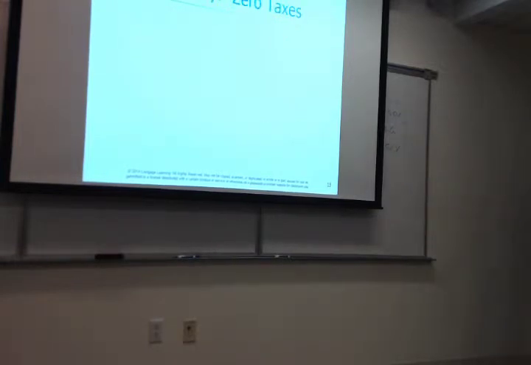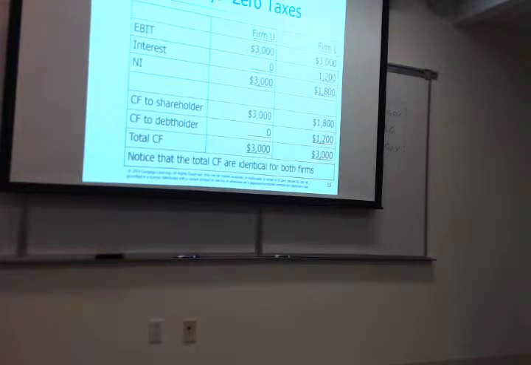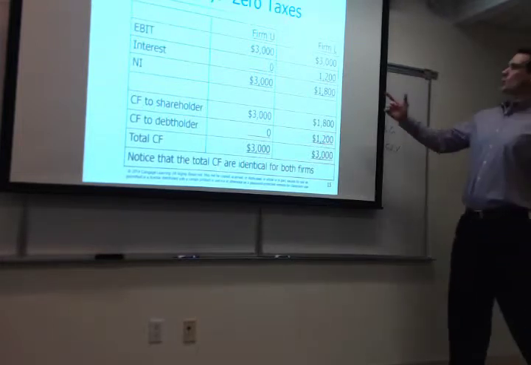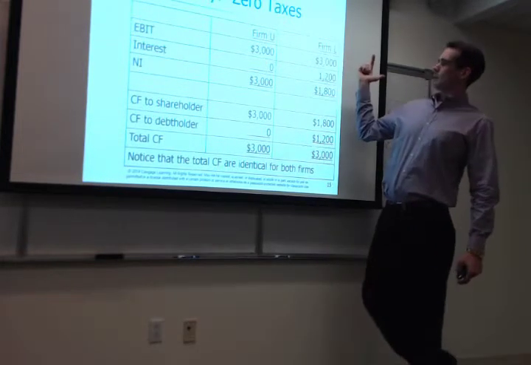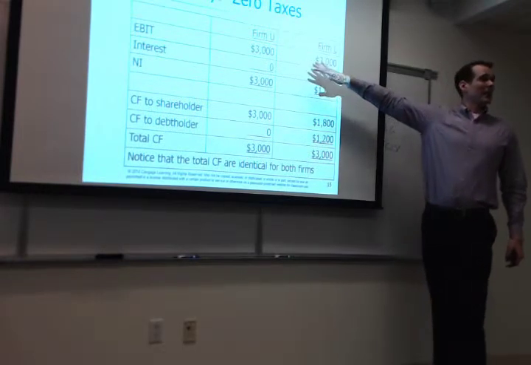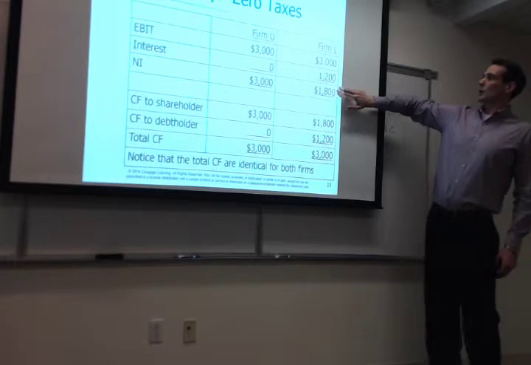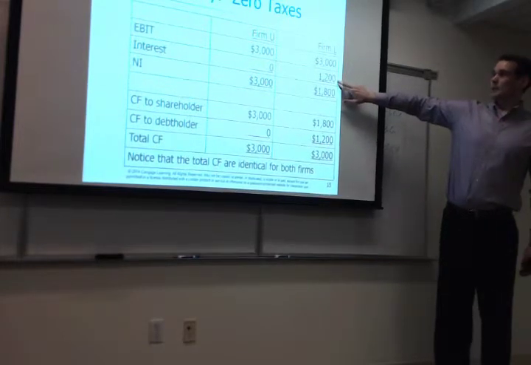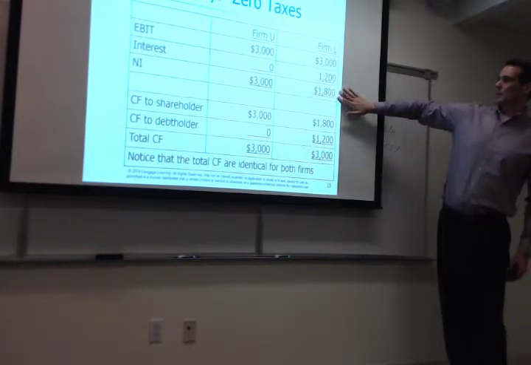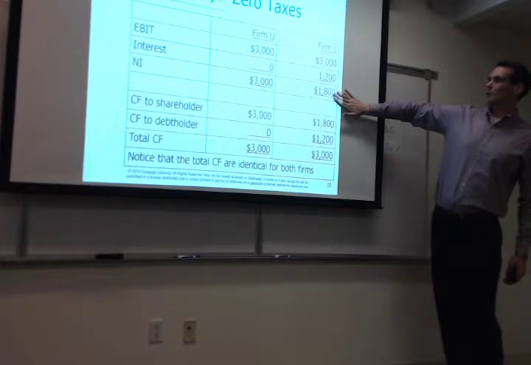First, by assuming no taxes. We assume no taxes just so we can clarify how these numbers work. So let's go back to our firm U versus firm L. Remember the initial example, suppose they have $3,000 in EBIT. The levered firm is paying interest to these bankers. The net income is lower as a result.